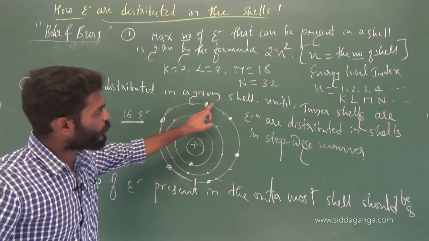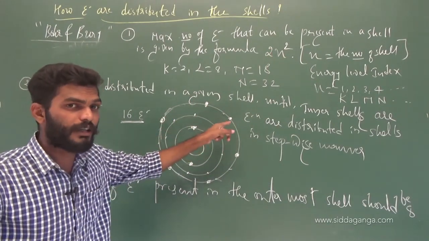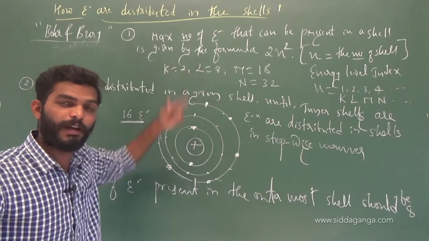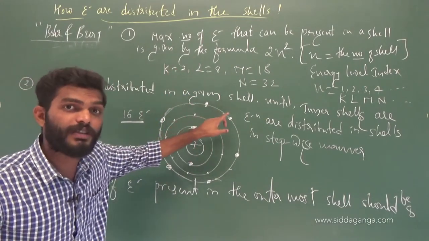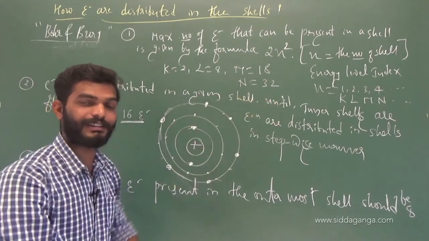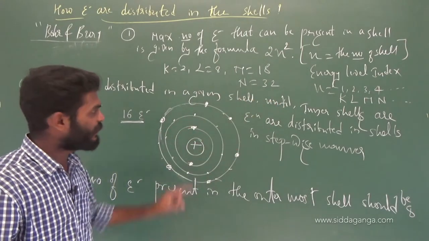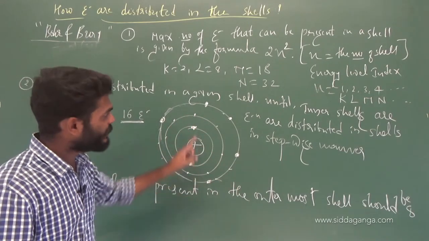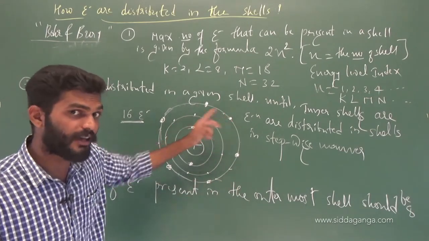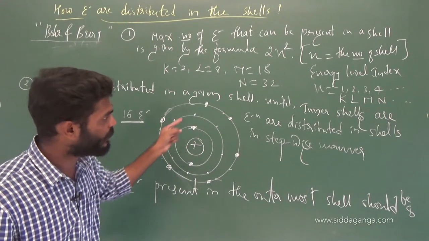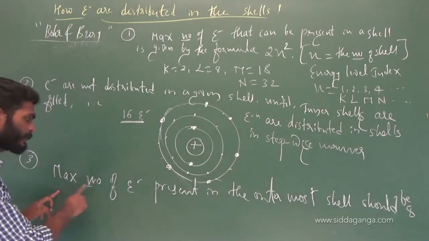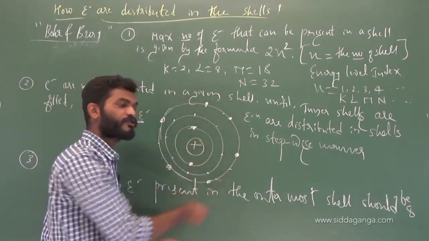Why is it called the outermost shell? Because in the process of filling electrons in a stepwise manner, the third shell is the last shell where we can put the electrons. Therefore, this third shell becomes the outermost shell. In the third shell, for this atom, 6 electrons are there. The rule says that the maximum number of electrons present in the outermost shell should be 8.